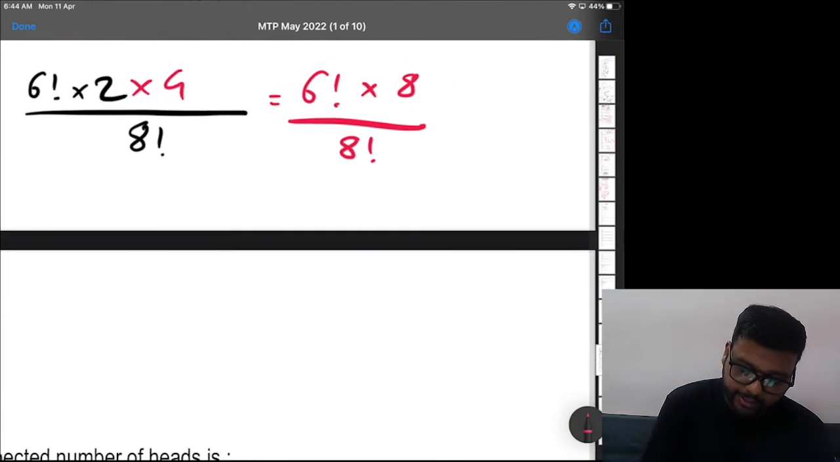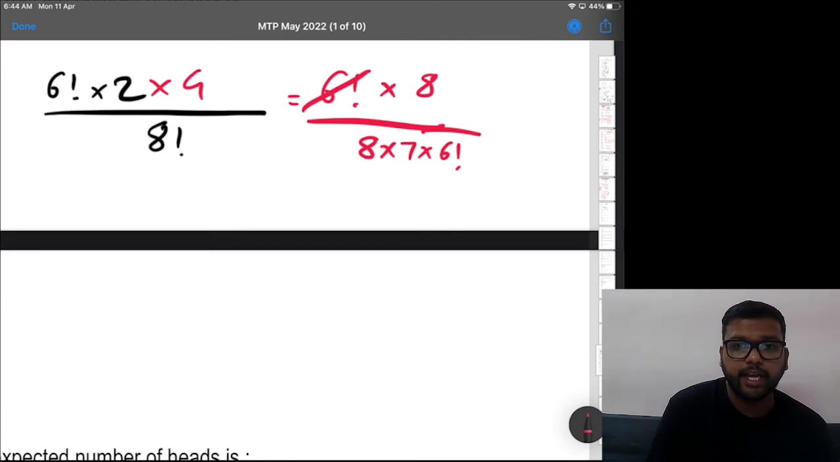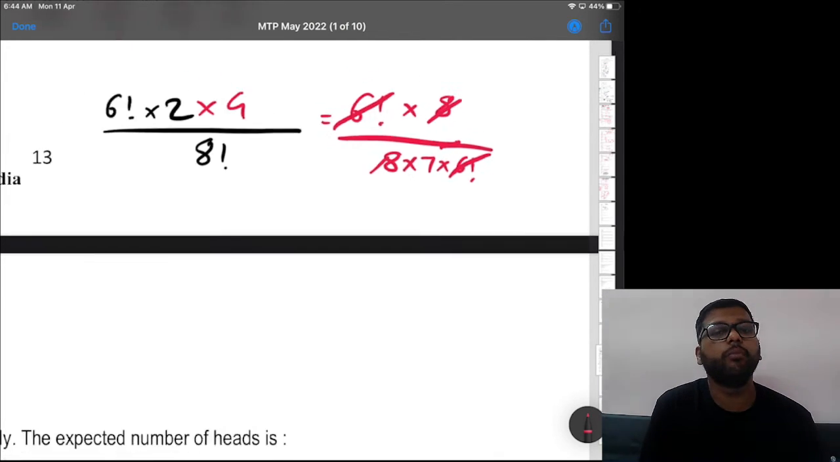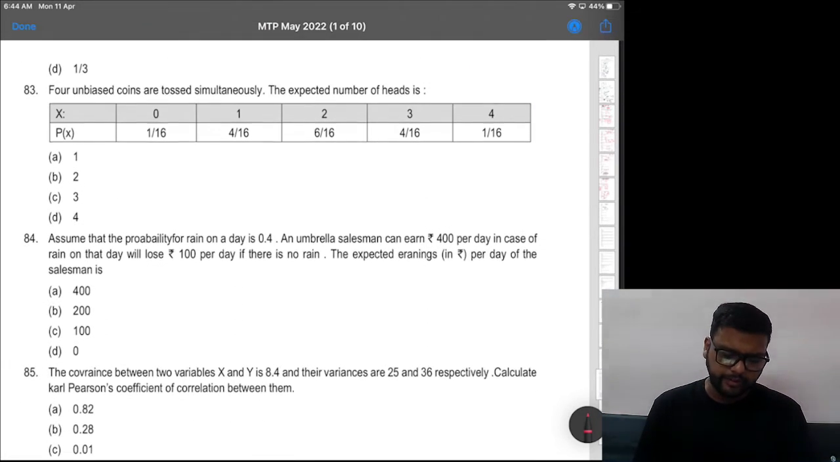Now we can write this 8 factorial as 8 into 7 into 6 factorial. Then cancel this 6 factorial, cancel 8. So 1 by 7 is the correct answer. Option C. Okay. Next, 83.